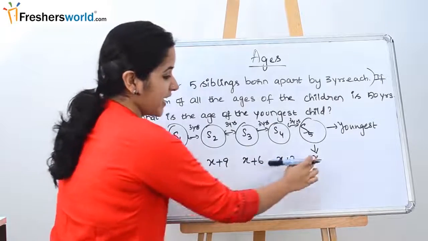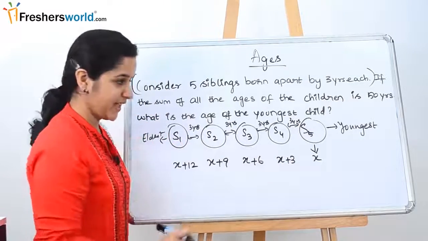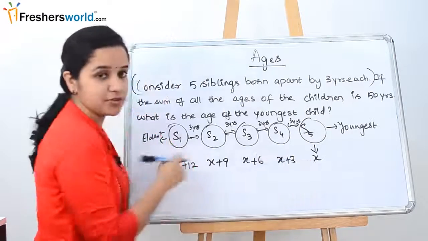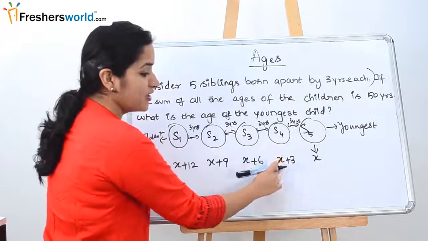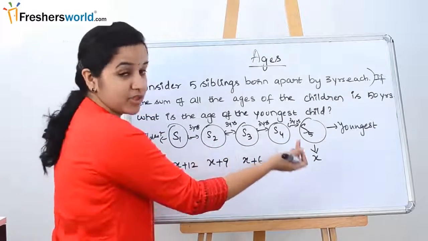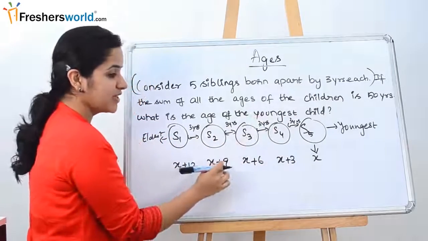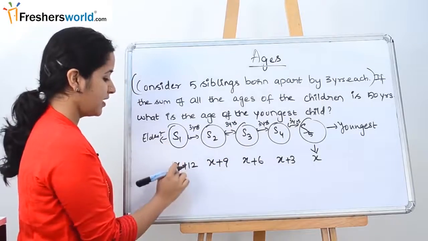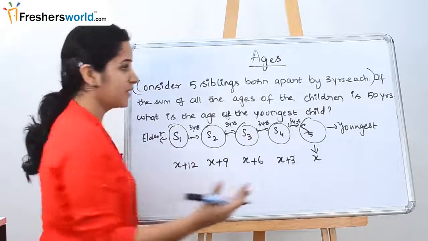So what are these? So we have considered sibling 5 as x, and we are seeing the age difference of each of them. So sibling 4 is 3 years older than x, sibling 3 is 6 years older than 5, and sibling 2 is 9 years older, and sibling 1 is 12 years older. Let's go to the next part of the question.